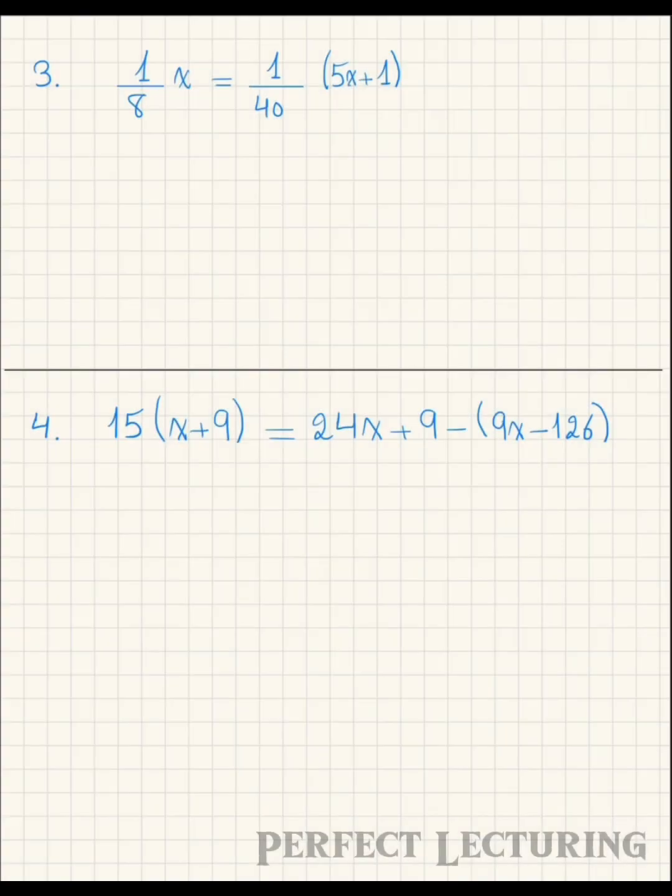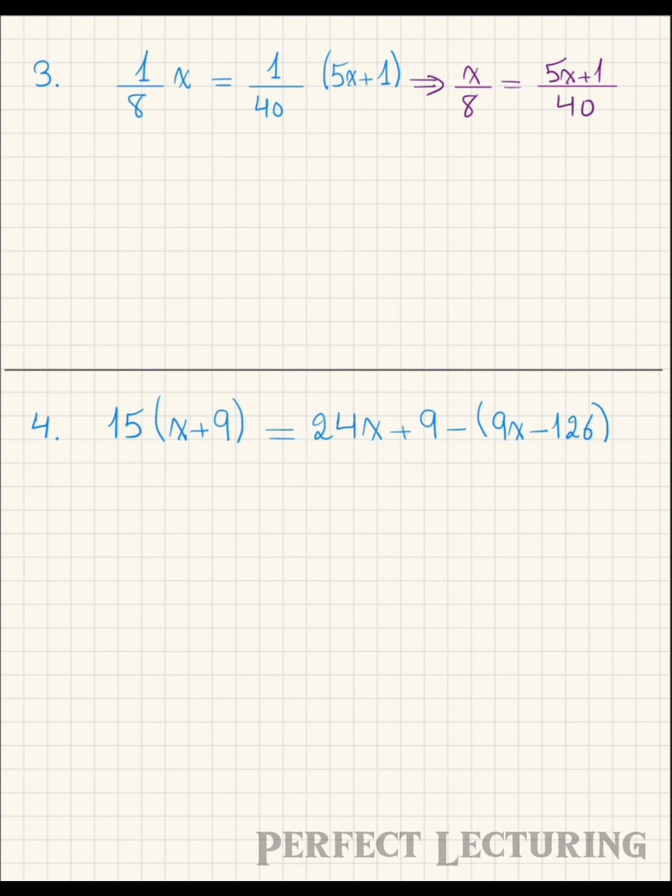So here we can write the equation as x over 8 equals 5x plus 1 over 40. Why can I do that? Simply because I can think of it as 1 over 8 times x over 1. So I multiply the top by the top and the bottom by the bottom. This is why it becomes x over 8. Similarly, I can put 5x plus 1 over 1. So I multiply 1 by 5x plus 1, which is itself, and 40 by 1, which is 40.